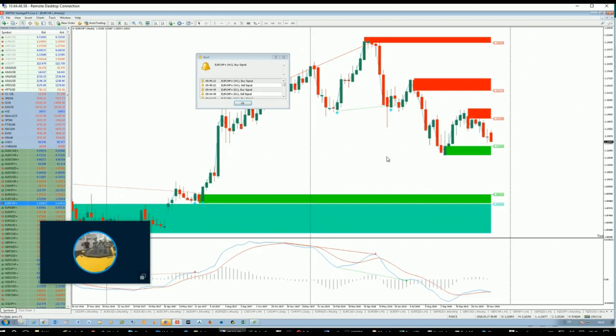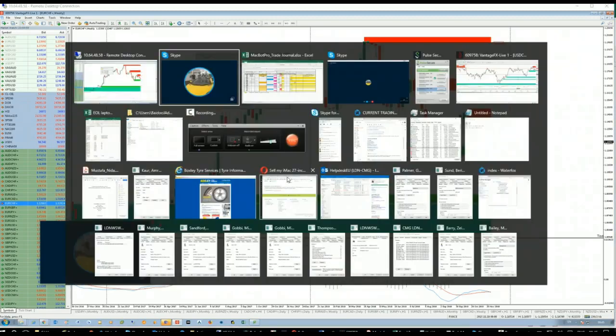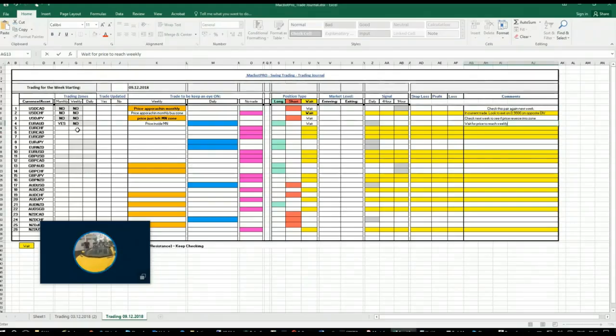Okay, so back to your Excel file. So we've got a no there, and then I've got a yes, and then I've got a yes for this one as well, because as we said, because it's short, it's not big. As long as the distance is within range, we can start to look for trades.